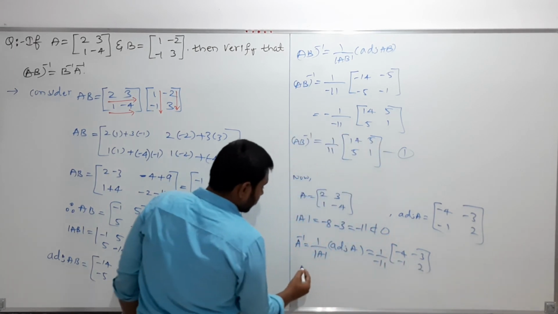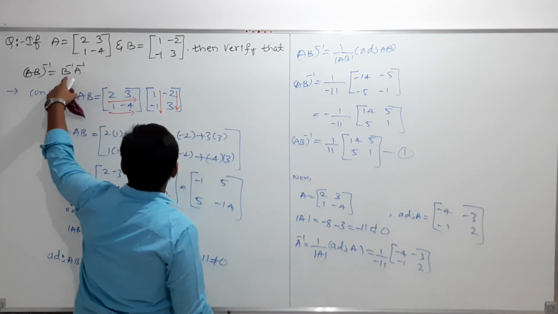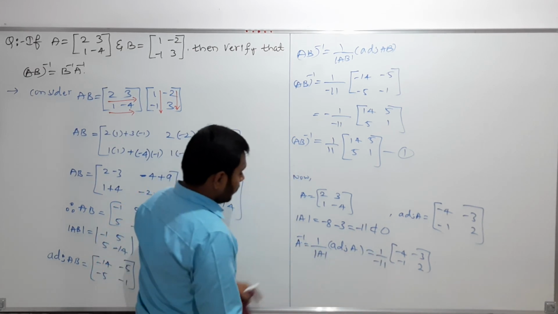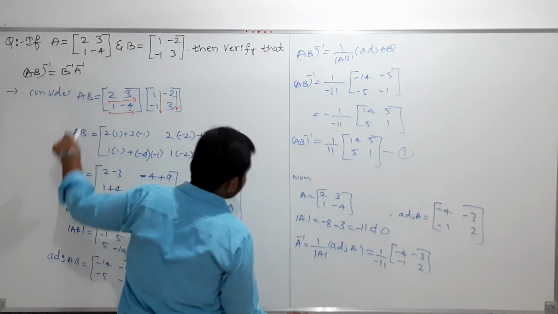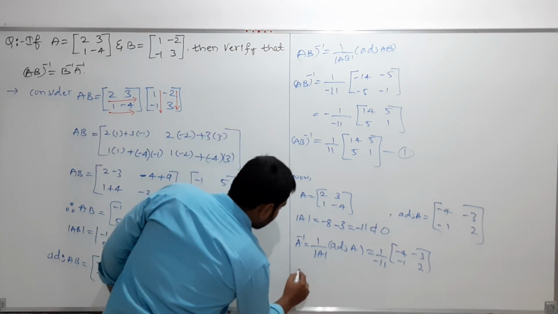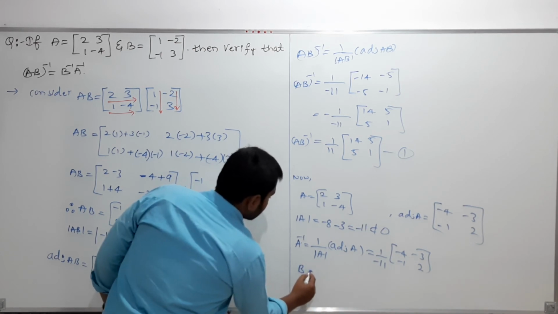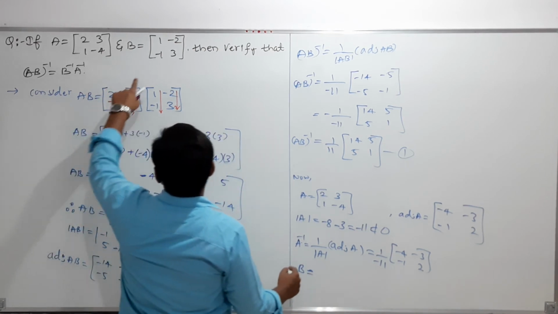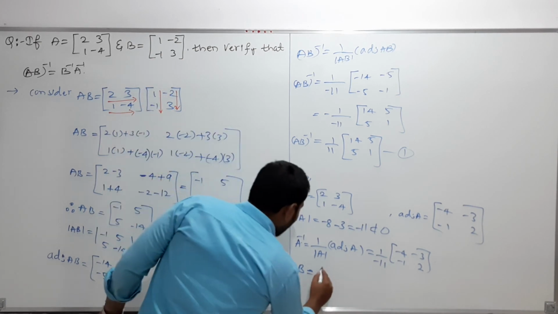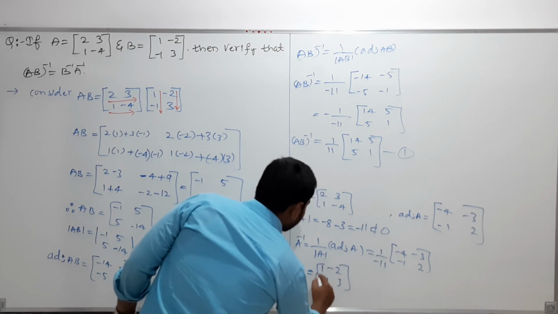Now I will calculate the B inverse, because we should know the A inverse and multiply B inverse and A inverse. So this is all about the A inverse value, and I also require the B inverse value. So now consider B is equal to, which is already given to you. What is B here? 1, minus 2, minus 1, 3.